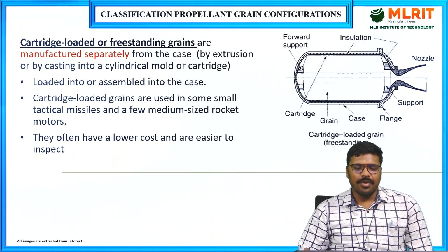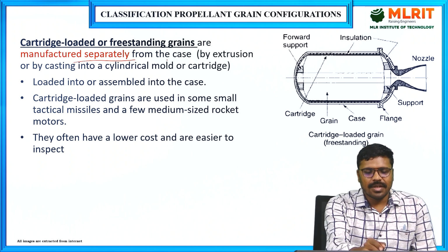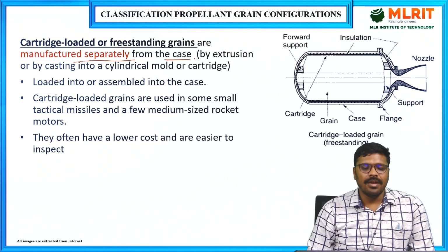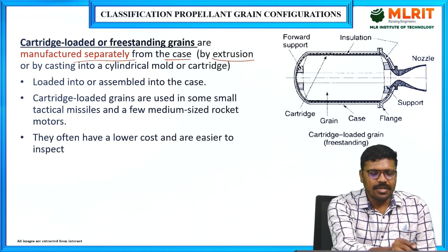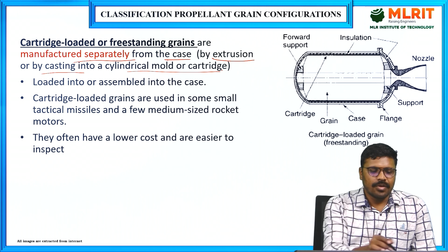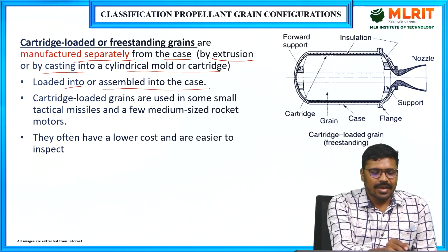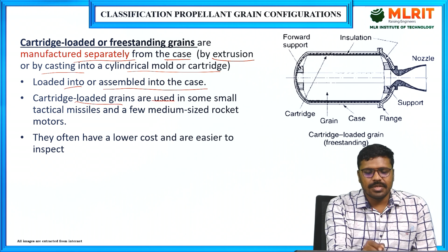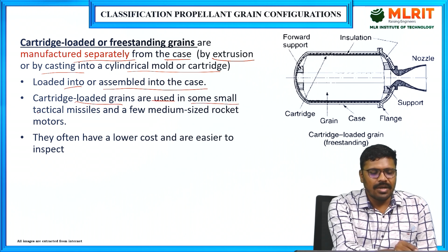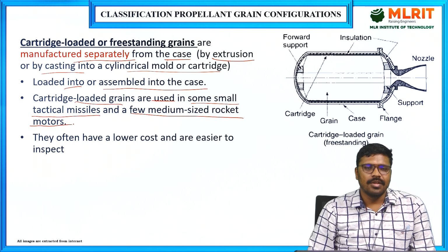Okay, coming to the cartridge loaded. The grain is manufactured separately from the case. We make the grain outside by extrusion or by casting into a cylindrical mold or any method. Then it is loaded into, or assembled into, the case separately. Cartridge loaded grains are used in some small tactical missiles and a few medium sized motors only.